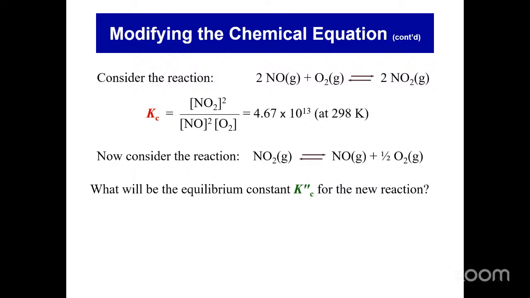So let's see, how would we determine the new Kc for this equation? We're going to call that Kc double prime. So before I put it on the screen, let me hear what you guys think would be the equation for the new Kc, which would be Kc double prime. Concentration of NO times concentration of O2 raised to the half divided by concentration of NO2, exactly.